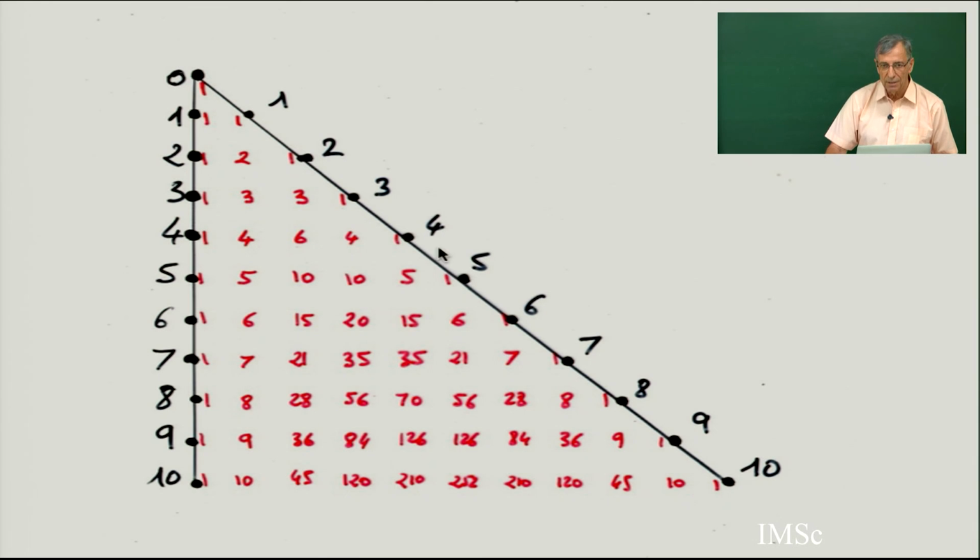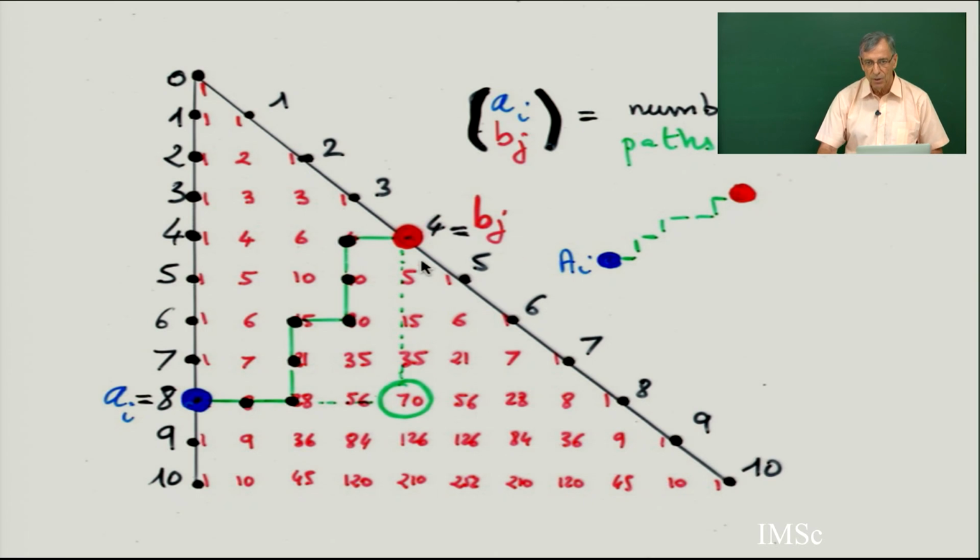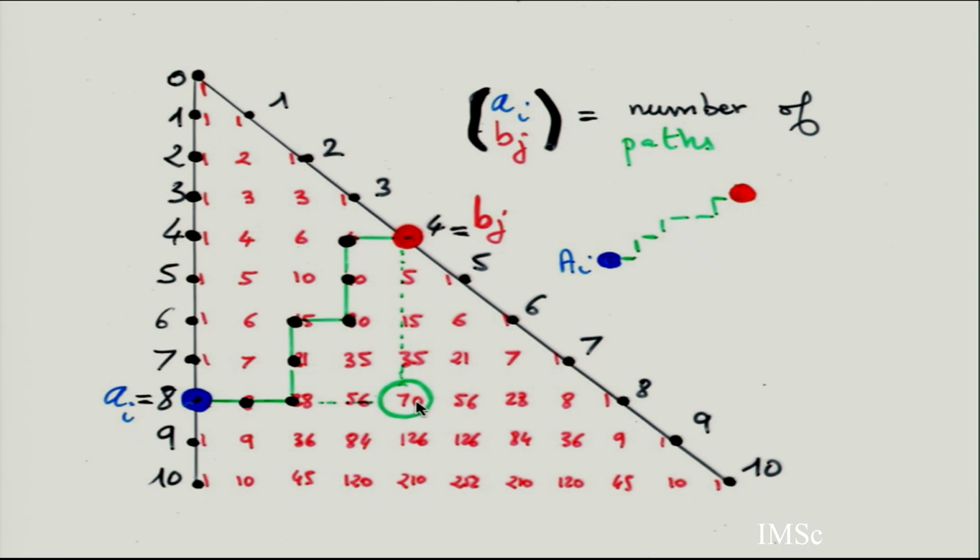So this determinant is a minor. Here is a Pingala triangle, and I suppose there are zeros above the diagonal. So the coefficient here in this triangle, 70, is the number of paths going from a_i equal 8 to b_j equal 4. So the coefficient ij of my matrix is exactly the number of paths going from a_i to b_j with east and north steps.